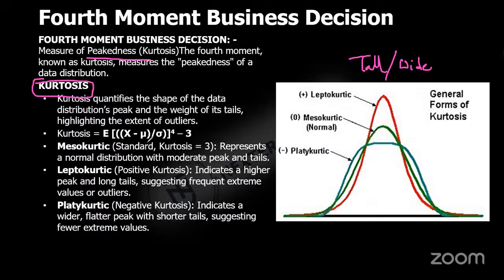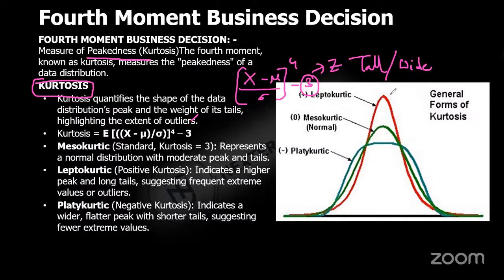So the formula for kurtosis is given in this fashion: x minus mu by sigma raised to the power 4, minus 3. This 3 indicates the kurtosis value of z, the normally distributed curve that we take as the z distribution. So the kurtosis value for z is 3. Why are we removing 3? Why did we mention 3 in the formula? You'll understand later on. But the purpose of the fourth moment business decision is that it measures the peakedness in the data.